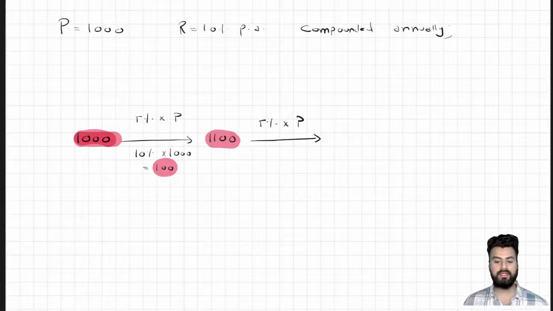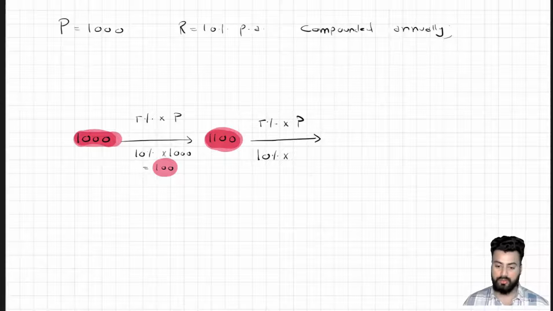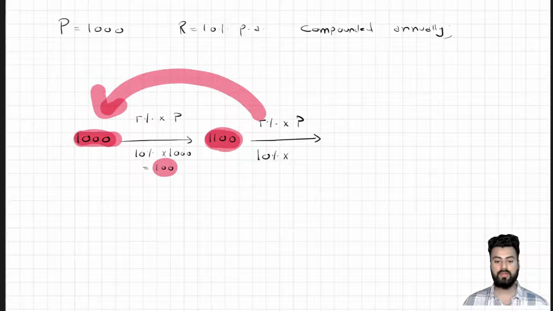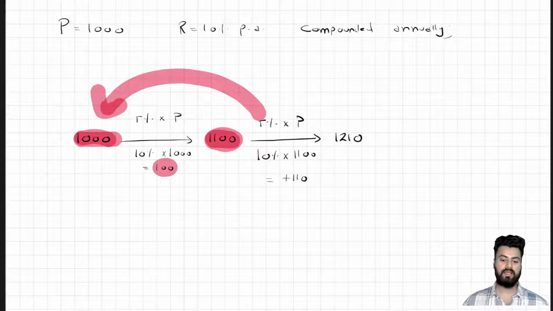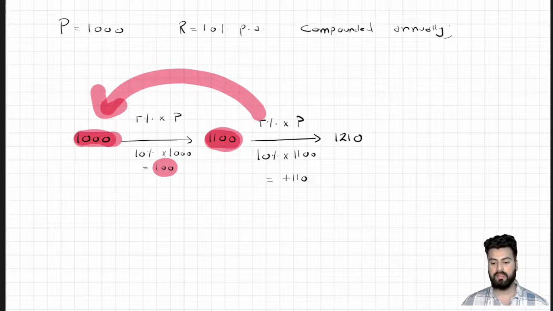Now the important point to note down is, while you calculate 10%, here you are going to calculate 10% of the new principal. The new principal is 1100. So you'll not calculate 10% of this value. You'll calculate 10% of 1100, and that would be 110. So simply add this interest to the new principal value and you'll get the amount at the end of the second year.